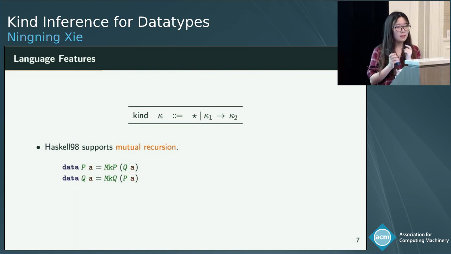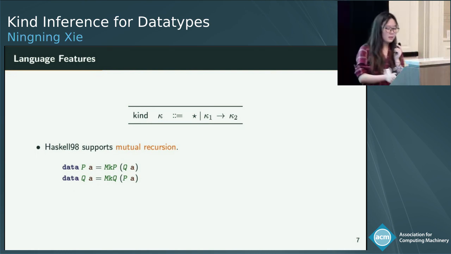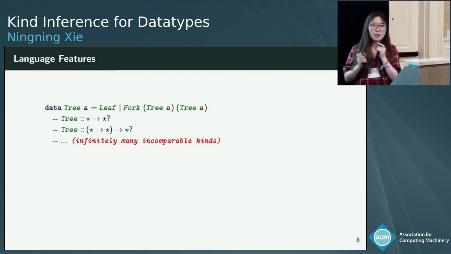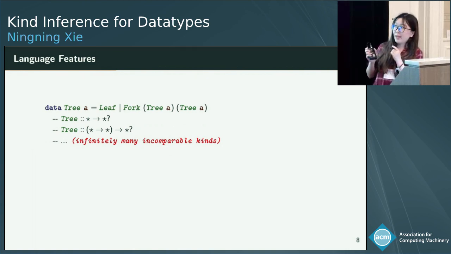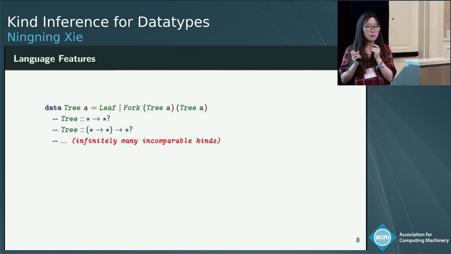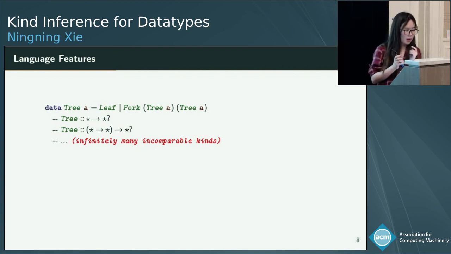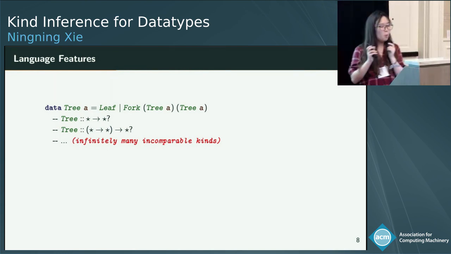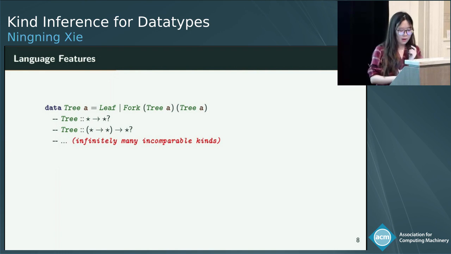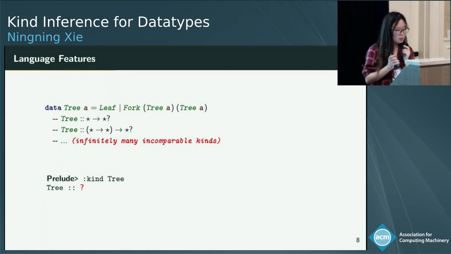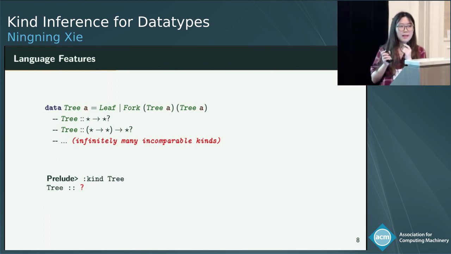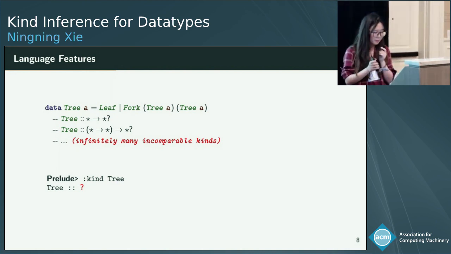The simplicity of the kind system also implies that there is no principal kinds for Haskell 98. If we declare this tree data type, because there is no constraints on this type variable A at all, we have many incomparable kinds for tree, and the declarative system would accept all those possibilities. But while having infinite possibilities is typical for a declarative system, in the algorithm, it is actually a user-facing design decision. For example, in GHC, you can use the kind command to query the kind of a type, and the system must deterministically return a unique kind.